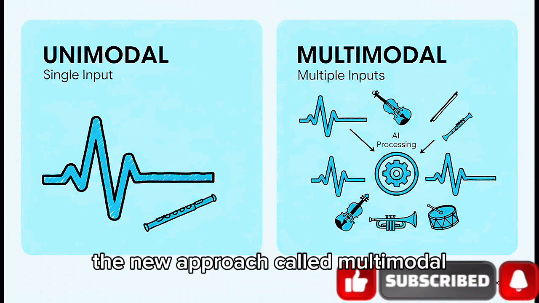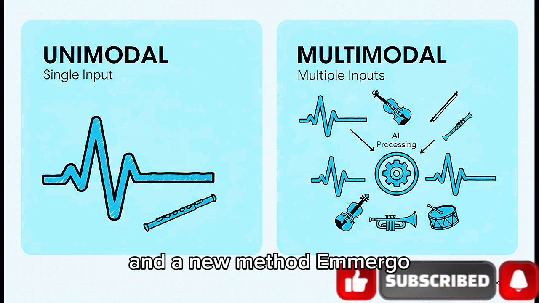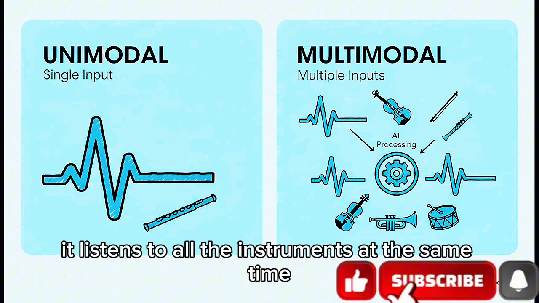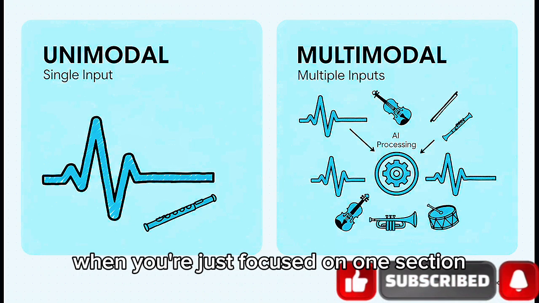The new approach, called multimodal, is about hearing everything at once. And a new method, mREGLE, does exactly that. It listens to all the instruments at the same time to find harmonies, these connections that are completely invisible when you're just focused on one section.